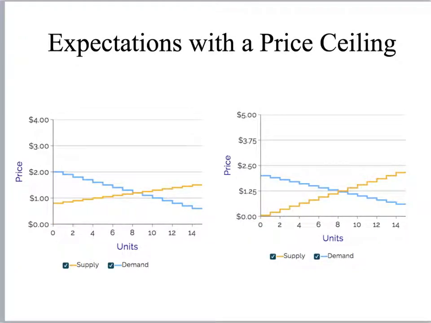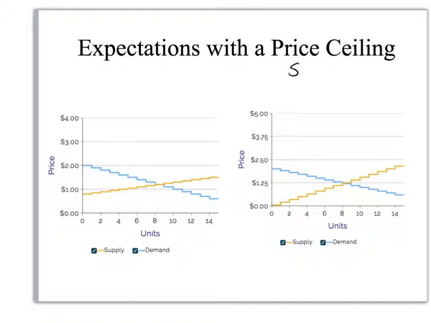So now we want to think about the effects of a price ceiling. And here we had a price ceiling of 90 cents. A price ceiling of 90 cents is going to prevent the price from rising above a certain level, above 90 cents, to be precise.